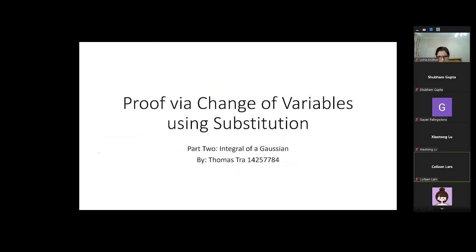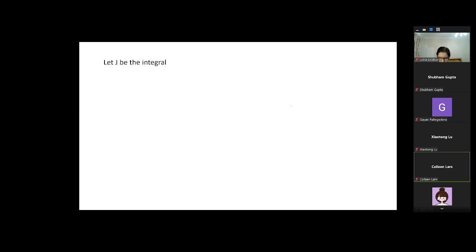Hi, I'm Thomas Tra, and this is part 2 of the team assignment where I'll be covering another Gaussian integral proof, namely, proof of a change of variables using substitution. This time, we let j be the integral from 0 to infinity of e to the negative x squared dx. Since x is used as a dummy variable, we can also let the function be equal to the same integral, only replacing x with y.